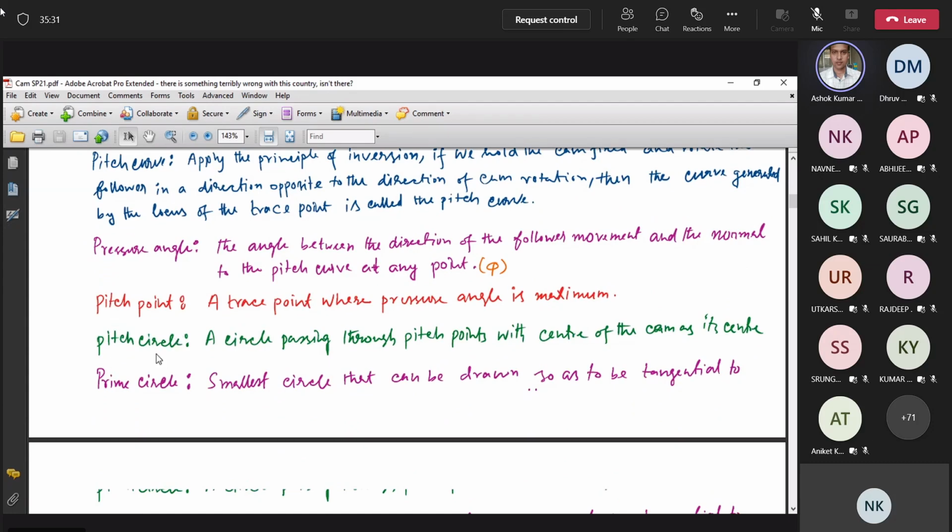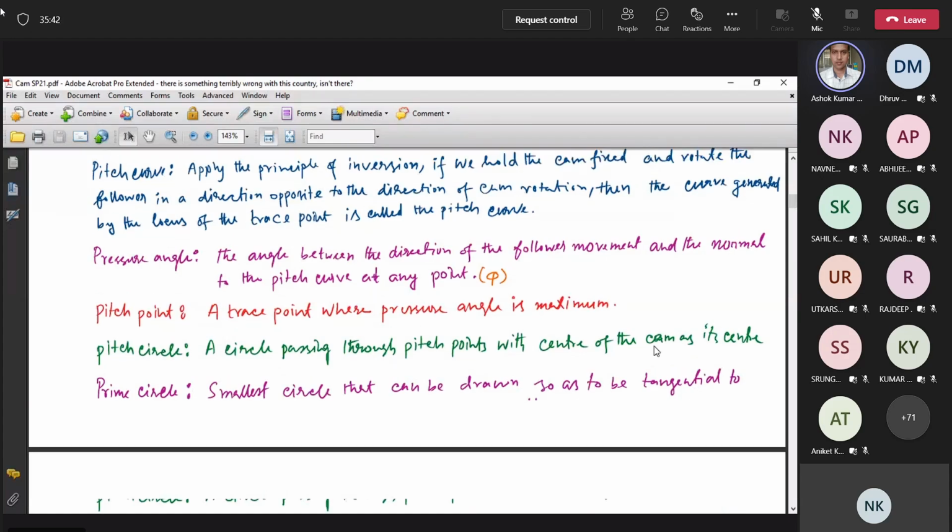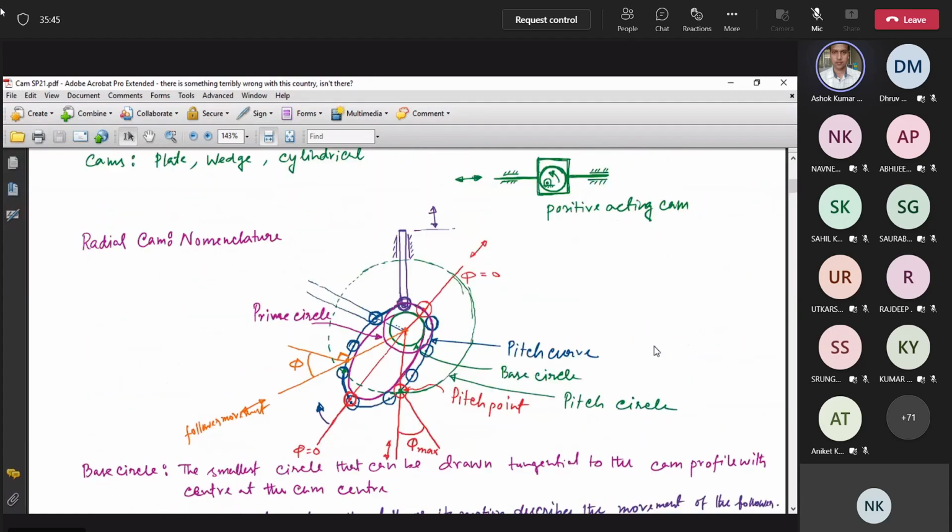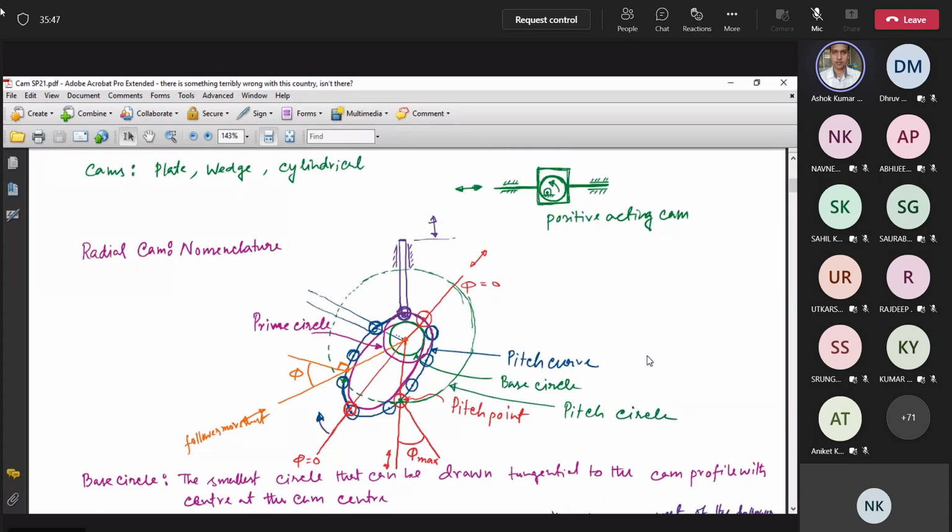The next definition is pitch circle: a circle passing through pitch points with the center of the cam as its center. The first requirement is that the circle has to pass through pitch points. As you said, there are two pitch points. So suppose this is the point where the pressure angle is maximum and this is the other point where the pressure angle is maximum. So we have two pitch points.